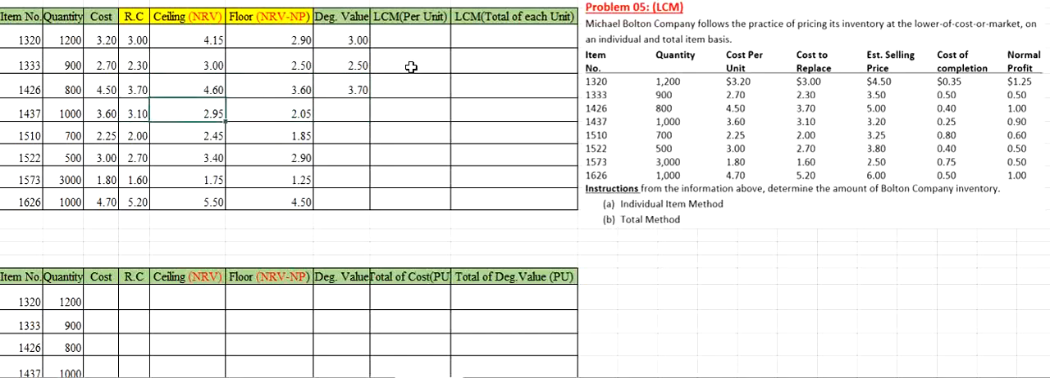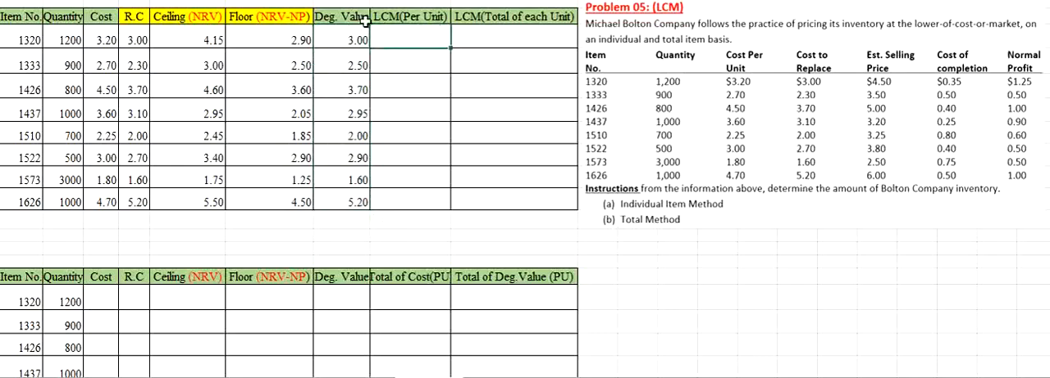3.10, 2.95 and 2.05 is 2.95, 2.45 and 1.85. It's 2.7, 3.4 and 2.9 gives me 2.9 as the mid value. 1.6, 1.75 and 1.25 gives me a mid value of 1.6. And we have 5.20, 5.50 and 4.50. So the mid value we have is, if I'm not wrong, 5.20. So that's the designated value, ladies and gentlemen.